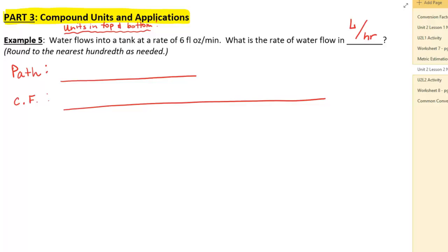In example 5, it says water flows into a tank at a rate of 6 fluid ounces per minute. So we're going to start out with fluid ounces in the top and minutes in the bottom. What we're asked to do is to convert this rate to liters per hour. So our final answer needs to have liters in the top and hours in the bottom.